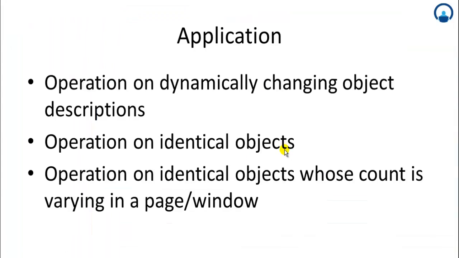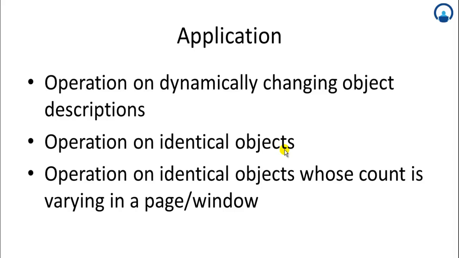So following are the applications of descriptive programming. The first is operation of dynamically changing object descriptions. One of the most important reasons why we use descriptive programming is if the object description is changing dynamically. If you capture the object description of a particular object and the description changes the next day, QTP won't be able to recognize the object using the object repository.